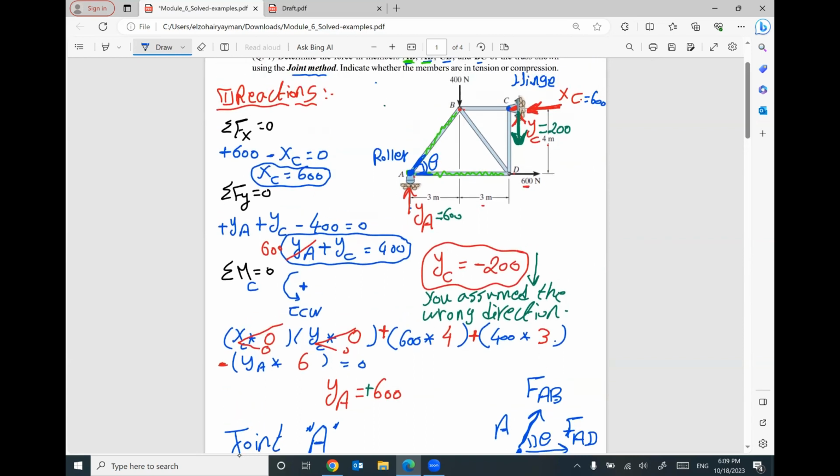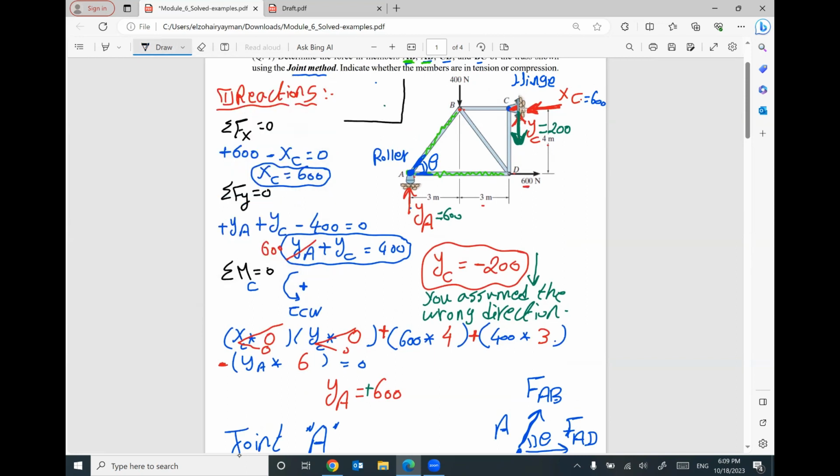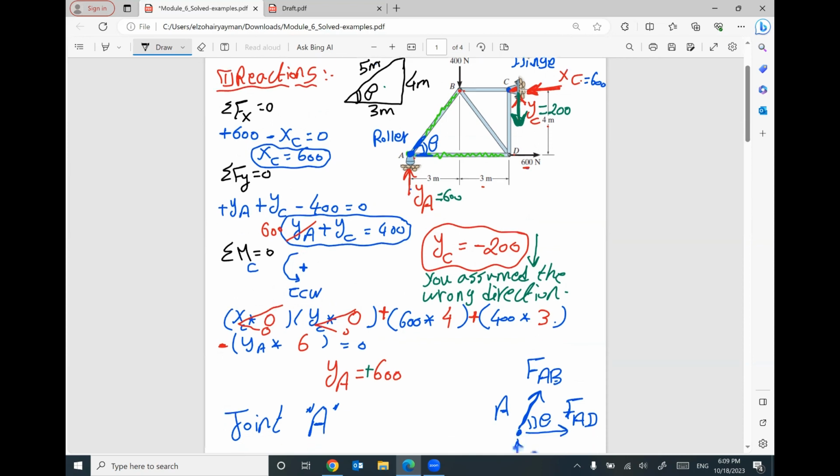By the way, this angle theta is inside a right angle triangle. This right angle triangle has 3 meters in this side, 4 meters in this side, and 5 meters in this side. And this is your angle theta. So the values of sine and cosine can be figured out.